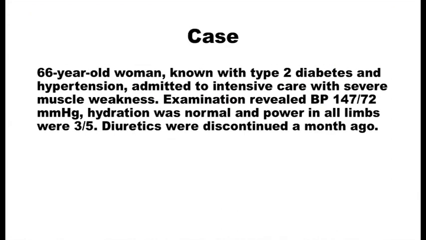So I just want to end off with a case that I saw recently. In fact, I saw this patient just before COVID hit us. It was a 66-year-old woman known with type 2 diabetes and hypertension and was admitted to the ICU with severe muscle weakness. An examination revealed a blood pressure of 147/72 and hydration was normal and power in all limbs was 3 out of 5. And interestingly, diuretics were discontinued a month before presentation.